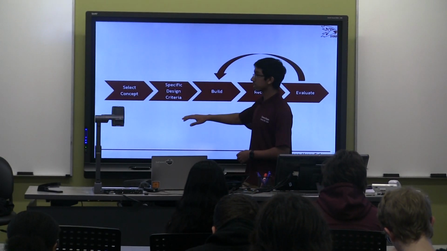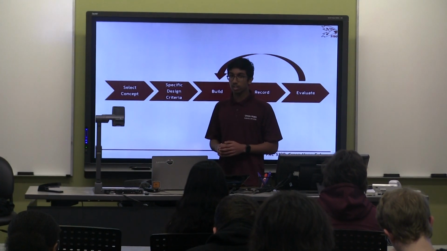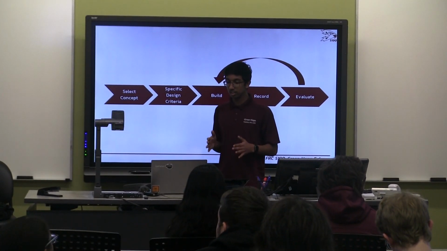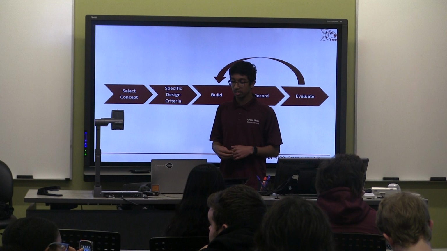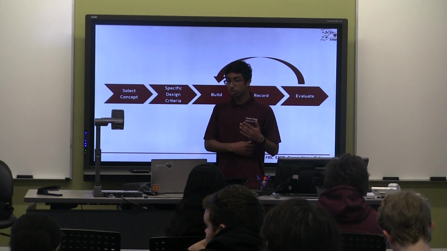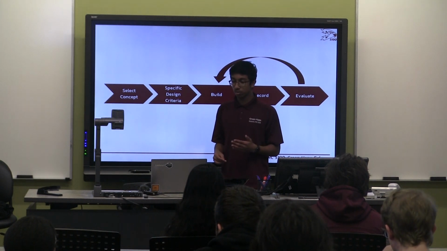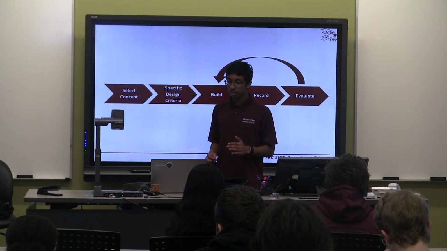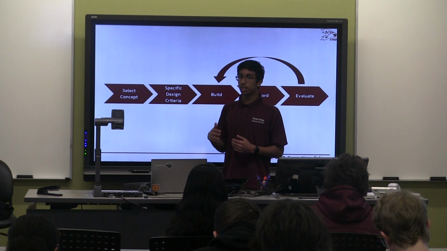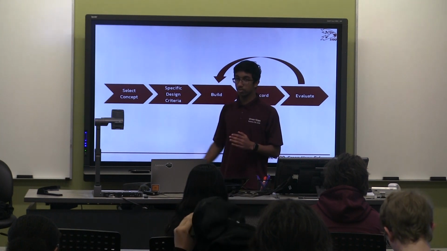Okay, so this is the basic timeline that you'd be following for prototyping. First you start with selecting your concept, which is what we call concept selection, and then you set your specific design criteria, which we'll talk about later. And then you'll start building your prototype, and then you'll start recording and testing your prototype, and we'll talk about how you should test your prototype to avoid human influences. Then you're going to evaluate your prototype and see, is there a way that I can make it more efficient? And then you go back to your build cycle, and you keep doing that over and over again.